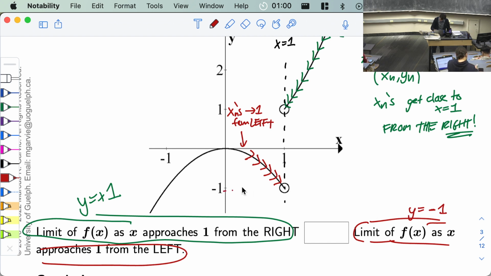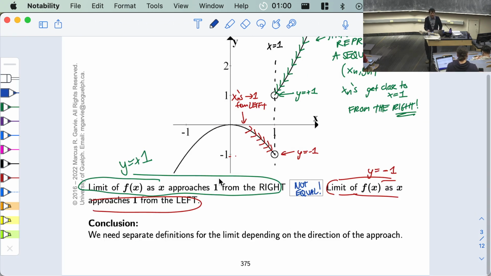Y equals negative 1, which was this value over here. Y equals negative 1 is what we were getting closer and closer to, whereas up here, it was y equals positive 1. And the important thing to realize is they are not equal in this situation. So they are not equal. Okay, so that's something you've got to watch out for. Nobody says they are equal.